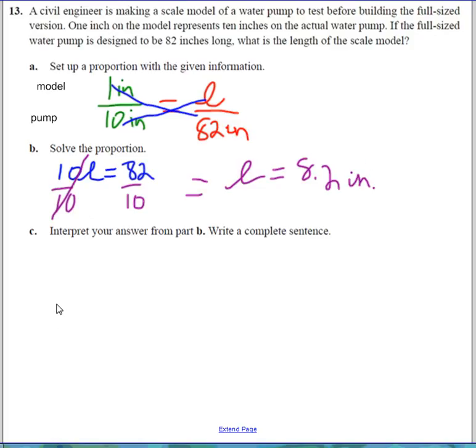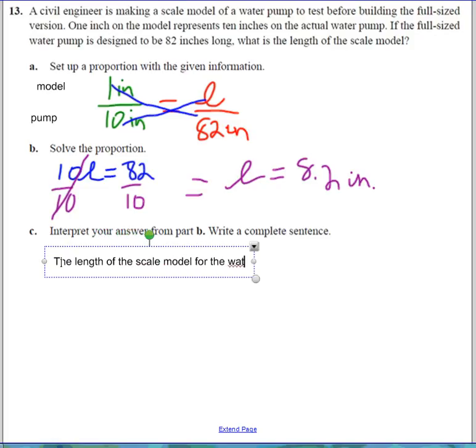And clarifying it further for interpreting, we have that the length of the scale model for the water pump is 8.2 inches.